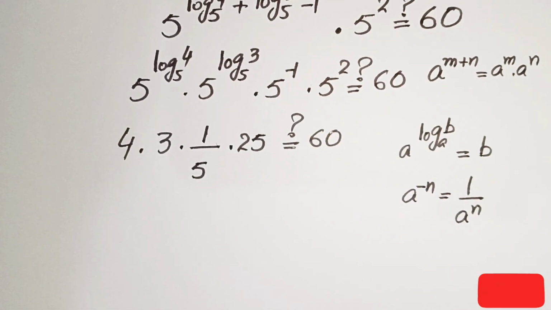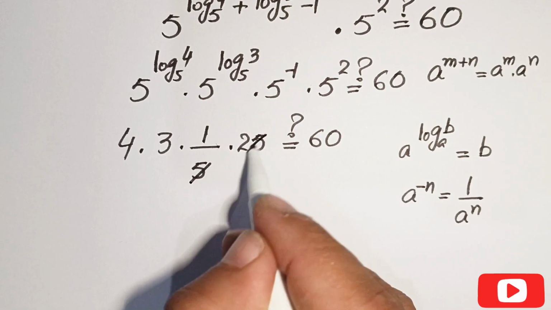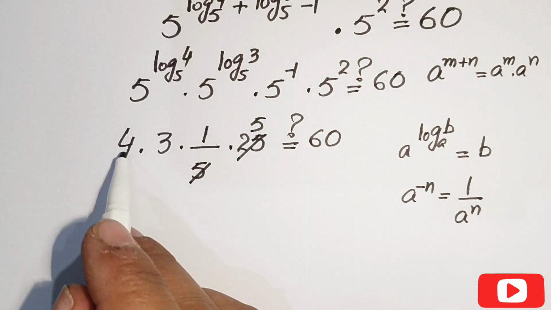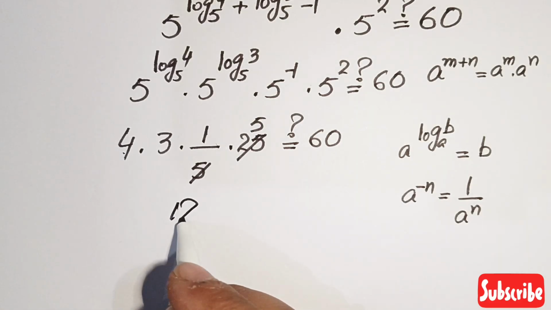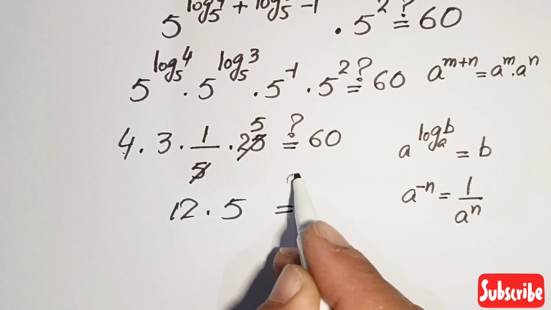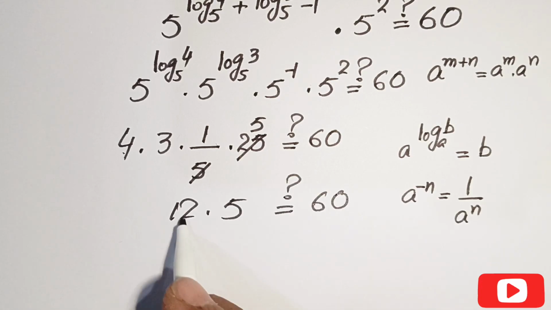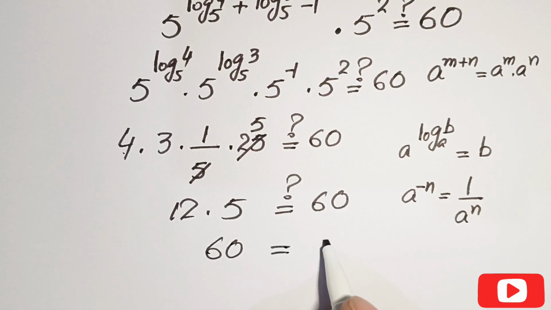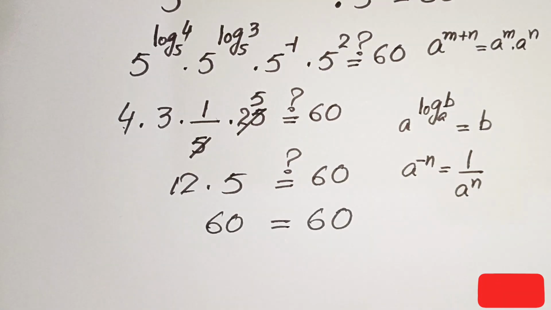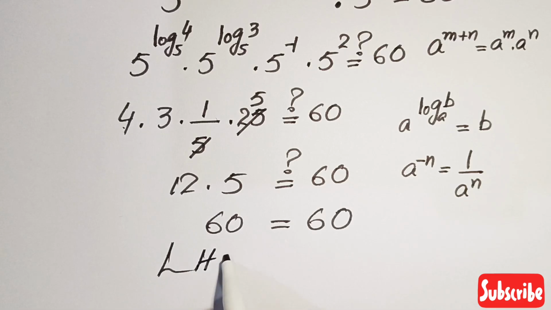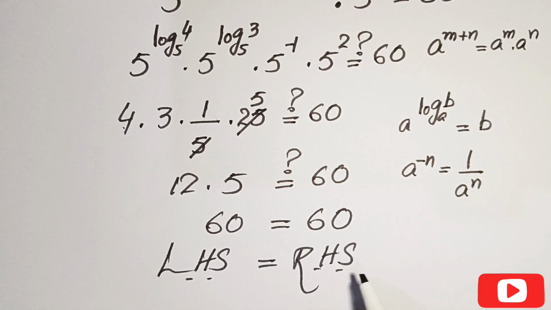So now our next step is, here 5 ones are 5, 5 fives are 25, so we get 4 times 3 is 12 and times 5. So our final step is 12 times 5 is 60, is equal to 60. So hence we prove that the left hand side of this equation is equal to the right hand side.